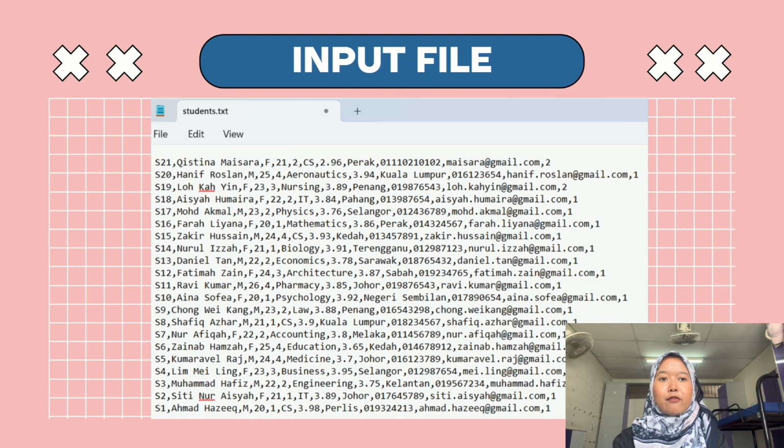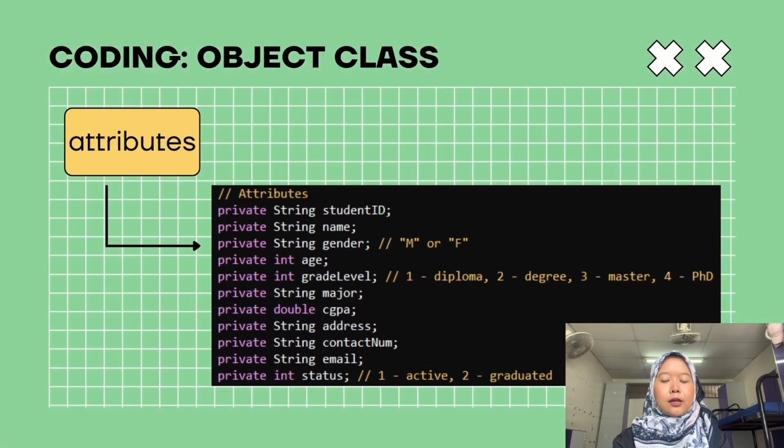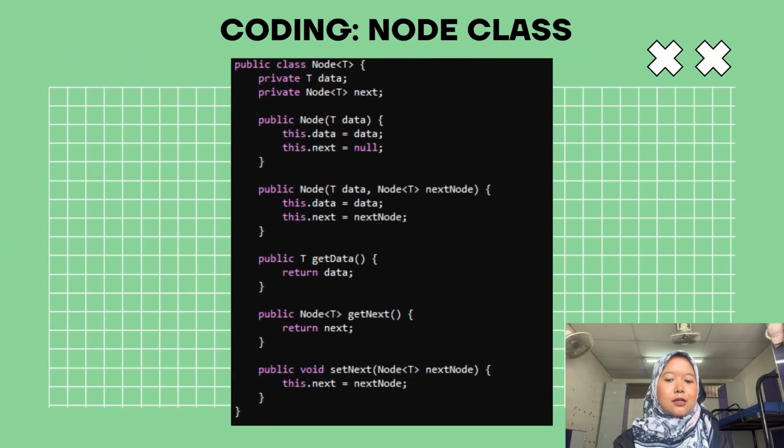Okay, next we have an input file, where we store at least 21 persons. And then for the object class, we have the attributes student ID, name, gender, age, grade level, major, CGPA, address, contact number, email, and status. Status shows whether the student is an active student or already graduated.